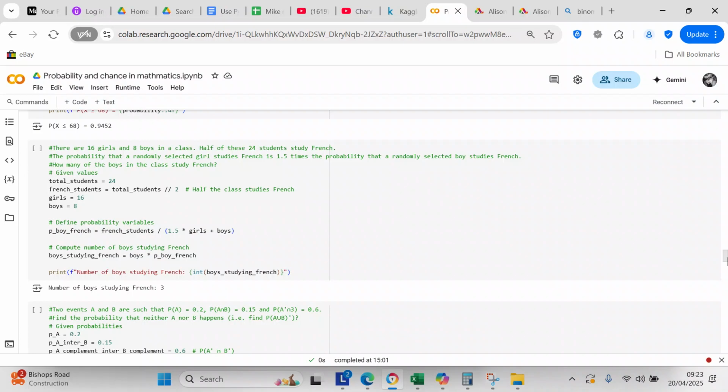So girls equals 16, boys equals 8. We're going to define the probability variables. P boy French equals French students divided by (1.5 times girls plus boys). And we compute the number of boys studying French: boys studying French equals boys times P boy French. And so the number of boys studying French is 3.